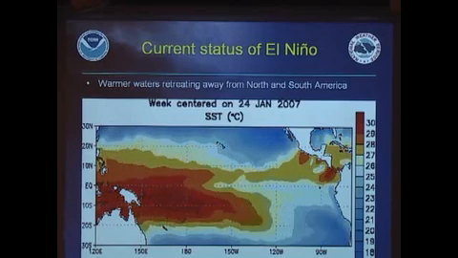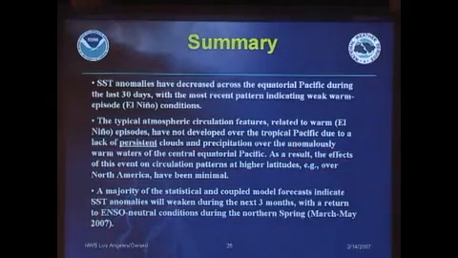And indeed, if you look at the latest forecast from the Climate Prediction Center, summarized, the sea surface temperature anomalies have decreased across the equatorial Pacific during the last 30 days, with the most recent pattern indicating still a weak warm episode or El Nino condition. The typical atmospheric circulation features related to warm episodes have not developed over the tropical Pacific due to a lack of persistent clouds and precipitation over the anomalously warm waters of the central equatorial Pacific.